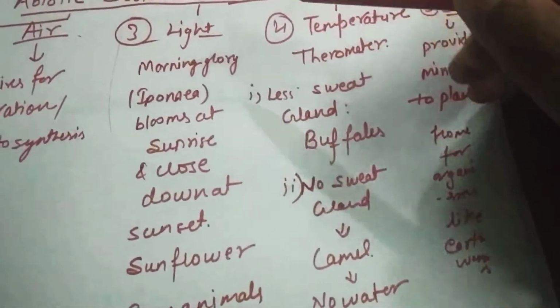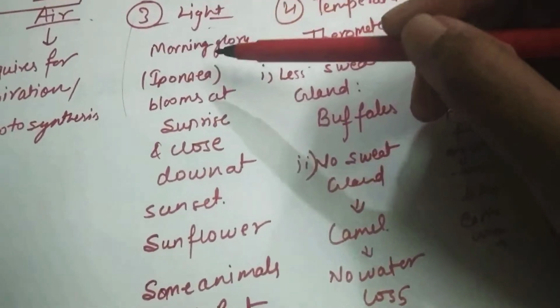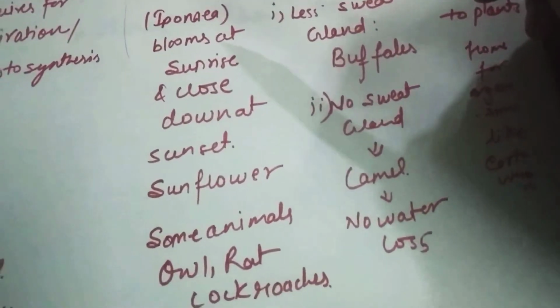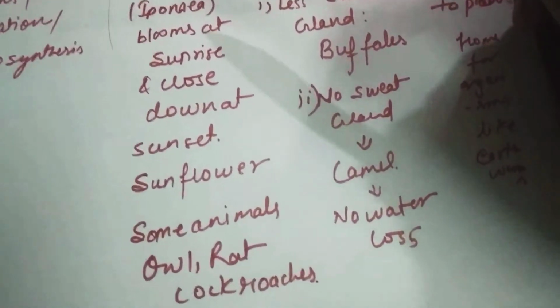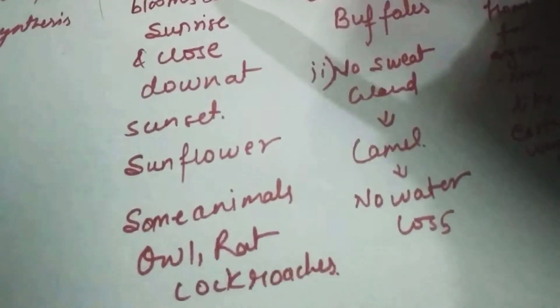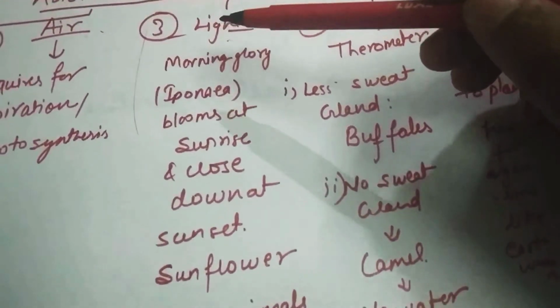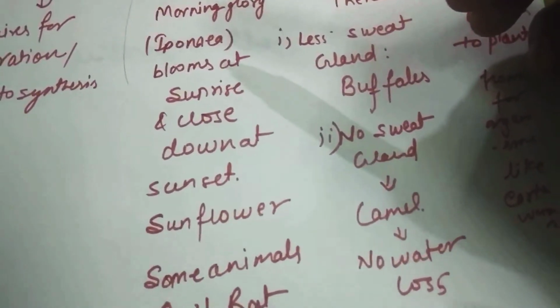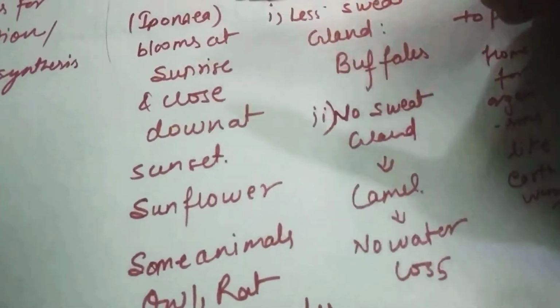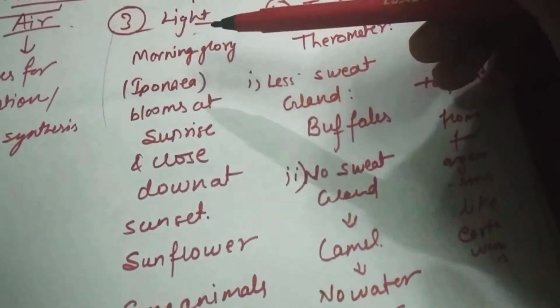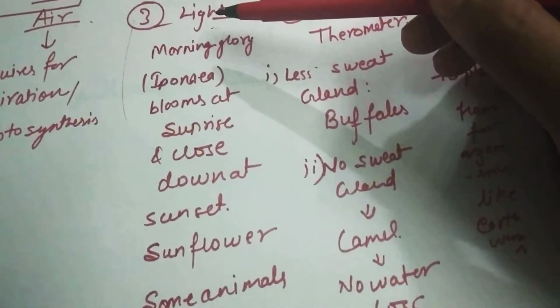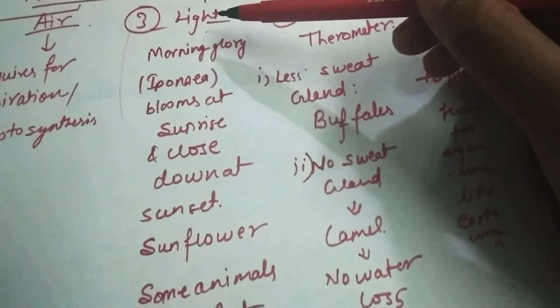Moving ahead, the third component is light. Light basically means sunlight. So how is sunlight useful? We have also studied that in photosynthesis, the plants use the sunlight. In the presence of sunlight and chlorophyll, plants make their food, and we all get food from there. So it's very obvious that if light is not present, that food making process will not take place. So it's very much important.